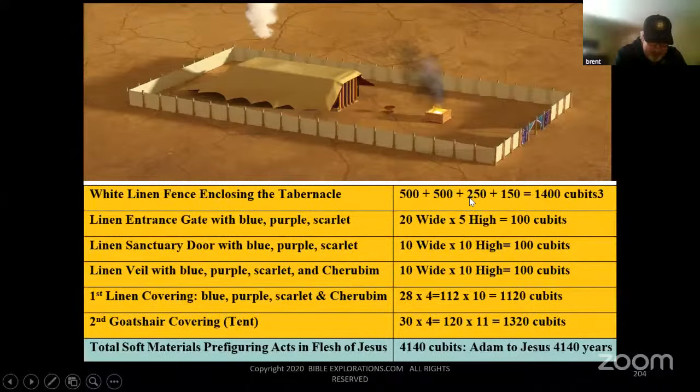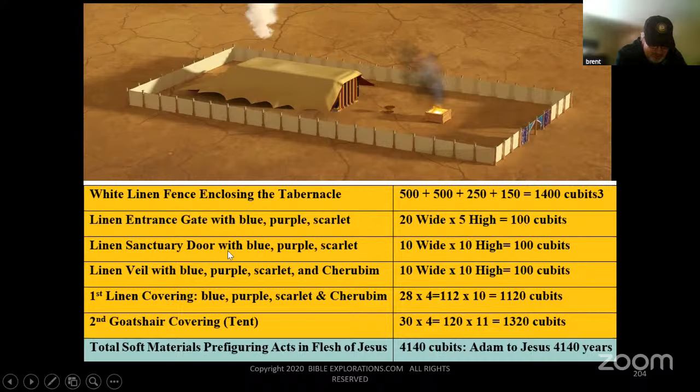And why is this last part? So you have 500 on each side, and then you have 250 on this side, but only 150 on this side because you have this gate I was talking about before. And it's not white linen. It's that royal colored. It doesn't have the cherubim on it, but it has all the colors of divinity on there. That's this entrance gate with blue, purple, scarlet. That's 20 wide and 5 high, so that's 100 cubits.